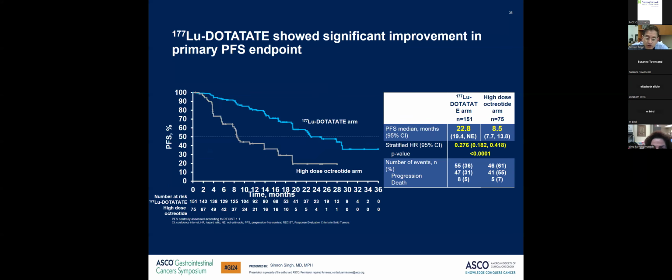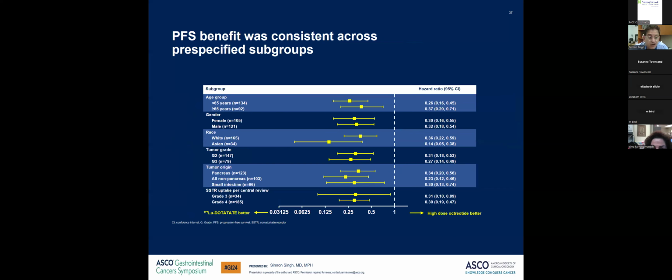And these were the primary analysis results. Looking at progression-free survival, it improved from 8.5 months to 22.8 months, a hazard ratio of 0.276, or a 72% reduction in the risk of disease progression or death in those patients who got first-line lutetium dotatate versus those patients in the high-dose octreotide arm. Reassuringly, all the subgroups, both patient and tumor characteristics, showed an advantage to receiving lutetium dotatate first.